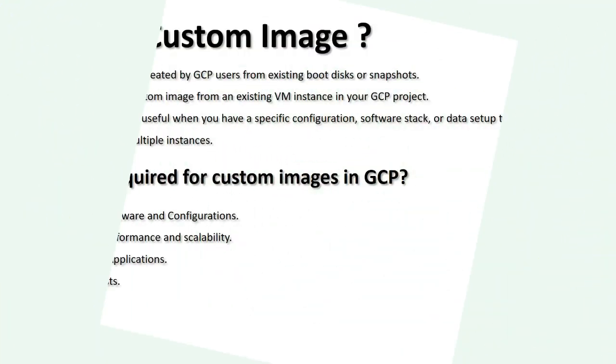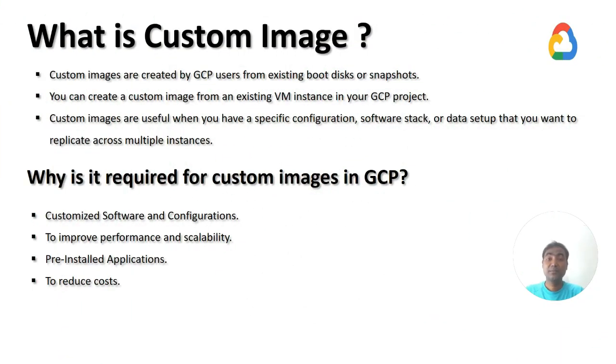Guys, as you can see here, what is a custom image in Google Cloud Platform? Custom images are user-created snapshots of a VM instance. They capture the state of the VM at a specific point in time, including the operating system, installed software and data. You can create a custom image from an existing VM instance in your GCP project.